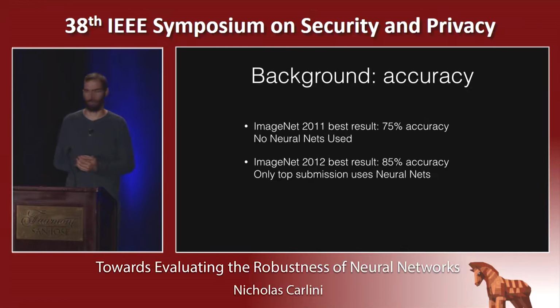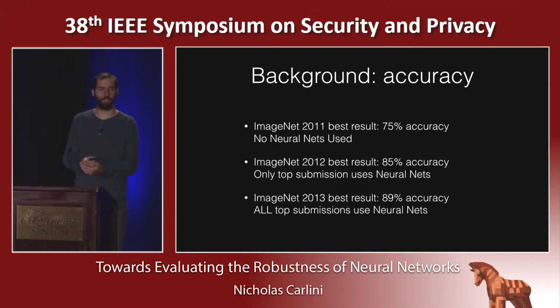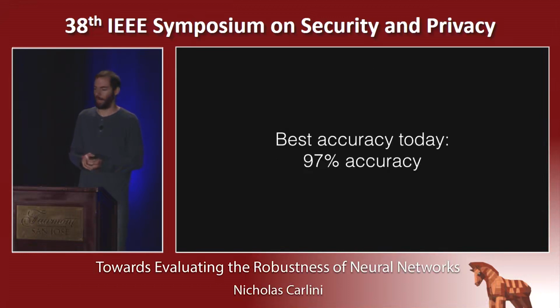Only one team used neural networks in this year, and they did the best. And so the power of neural networks can be seen by the fact that the following year, every single team that had a top submission used neural networks. So we go from no one using neural networks in 2011 to everyone using them in 2013. And neural networks are really powerful, and today we have 97% accuracy on this contest. So really, neural networks give us the best results.